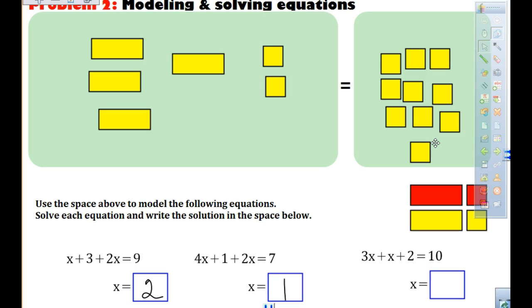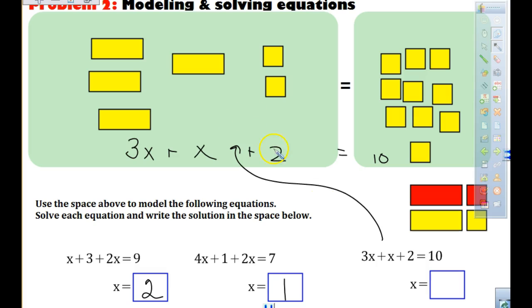I want you to do one together. Okay? So, as we are looking, if I was looking at this problem, this is the problem right here that I have modeled. I have 3x, I have a plus x, I have plus 2 equals 10.